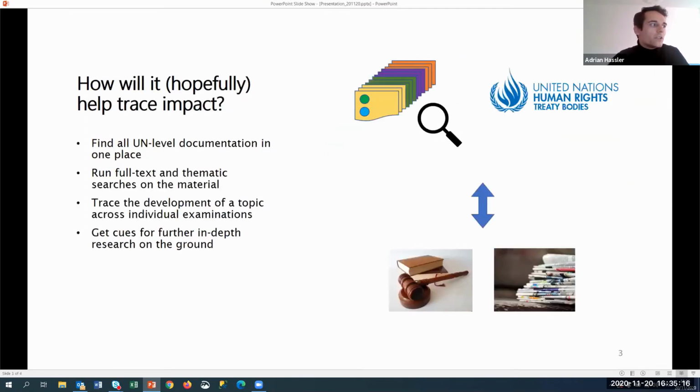Yeah, how will it help trace impact? So what we want to facilitate is really to find all the documentation of the international level in one place, being able to run full text searches, using thematic searches, being able to trace the development of a topic over time, over a number of review cycles, and so on. So hopefully that will be facilitated. And then, of course, that should give the researchers in the frame of the project, but also the human rights community at large, some cues for where to look for impact on the ground.